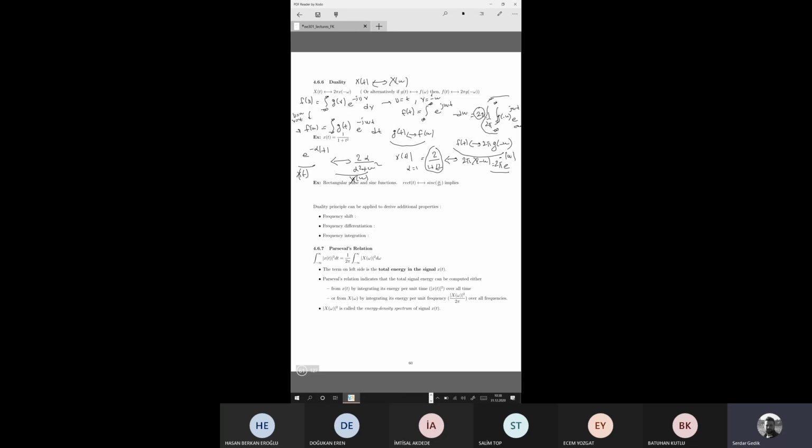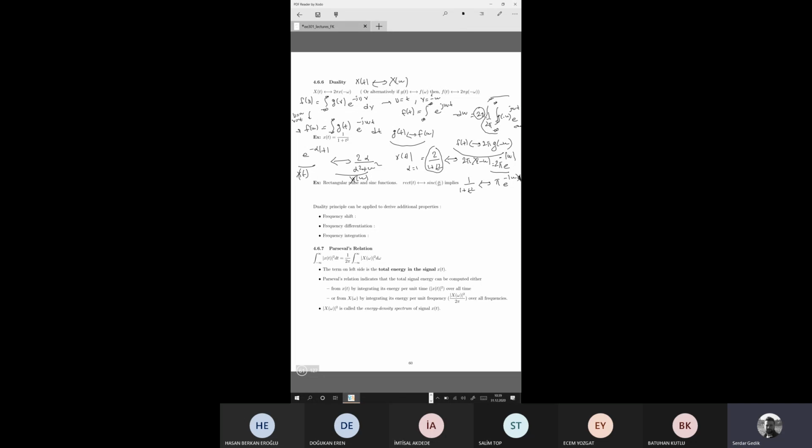So what do I have? If I write my actual term, 1 over 1 plus t squared is the Fourier transform of π e^(-|ω|). So this is the case. By using the duality property, I have proved this.